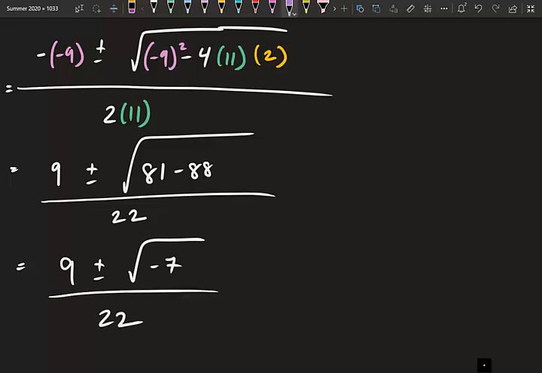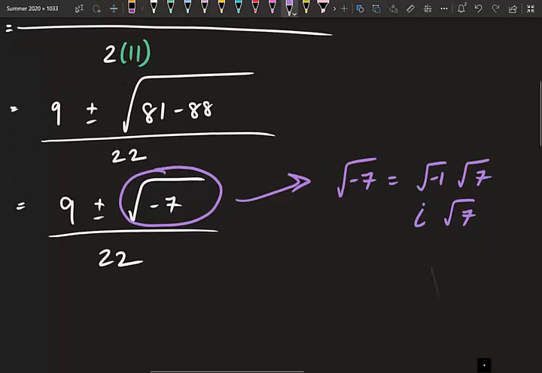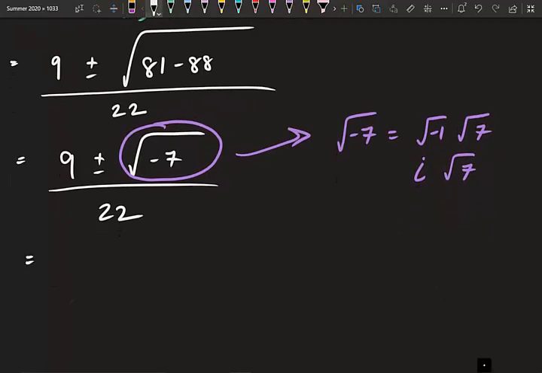We can simplify because we can do something here. Take it out to the side. The square root of negative 7, remember that's negative 1 times 7, so that's i square root of 7. So let's go ahead and replace that. We have 9 plus or minus i square root of 7 over 22.